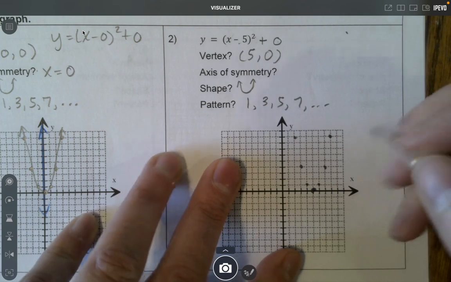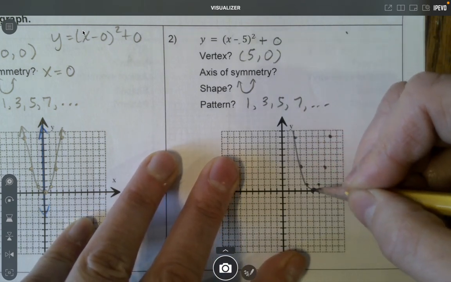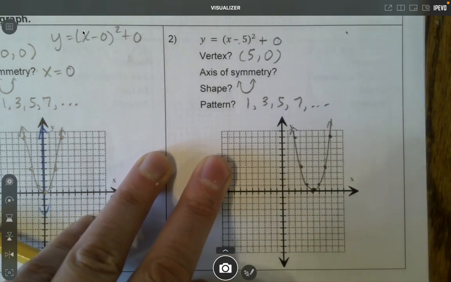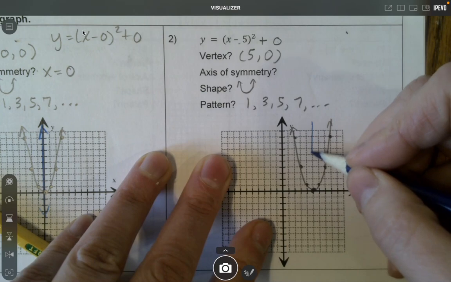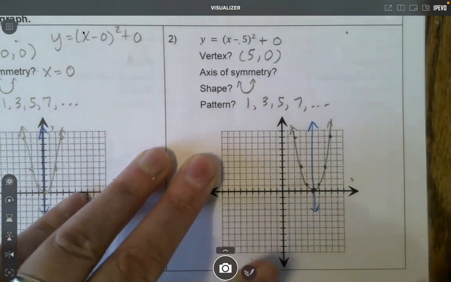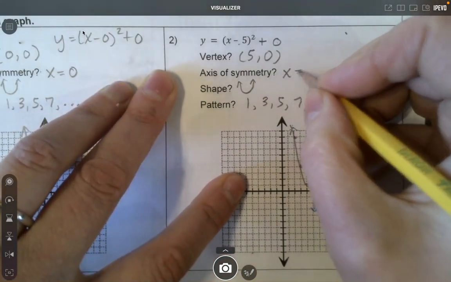So this is what my U shape looks like. I want to connect that with a smooth curve. Again, when we're doing these parabolas, they should be a smooth curve. And then remember, our line of symmetry is that line down the middle. Because it's vertical, it's going to be an x equals equation. It's crossing my x-axis at 5, and so it's going to be x equals 5.